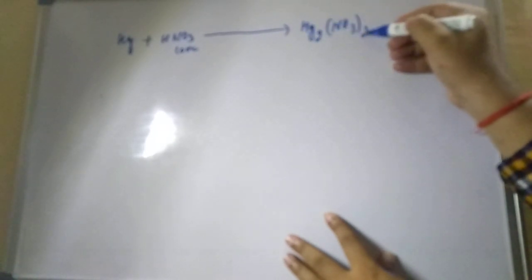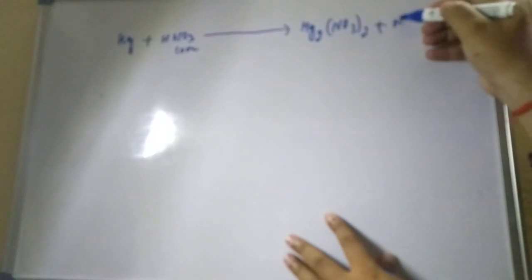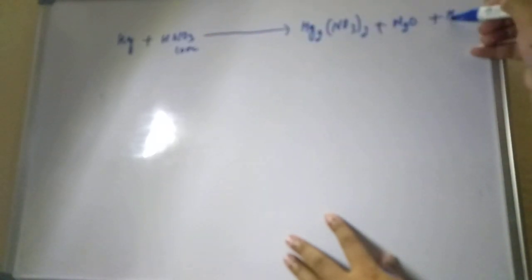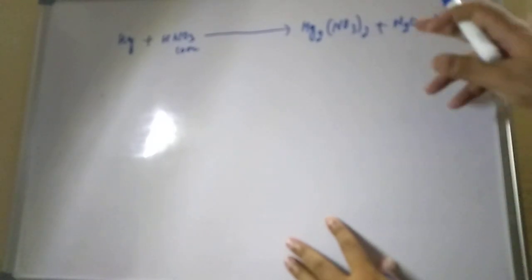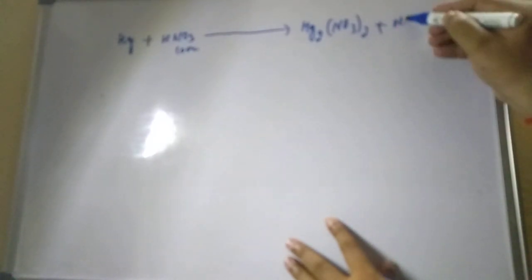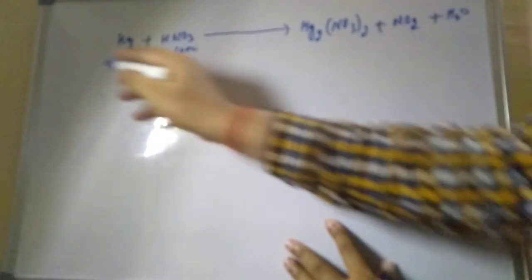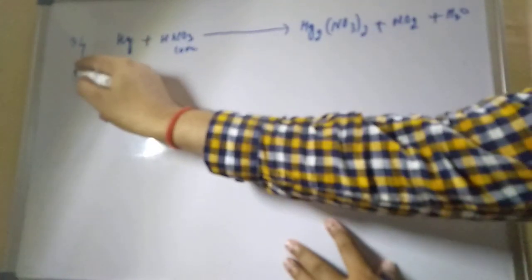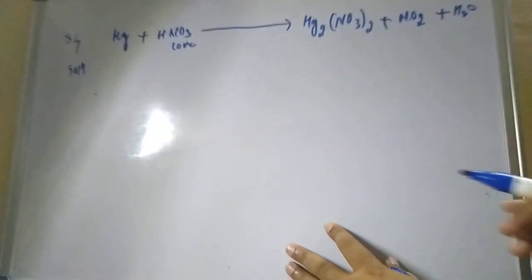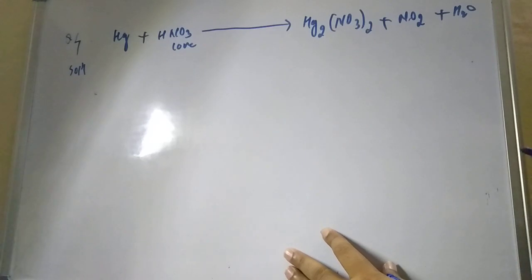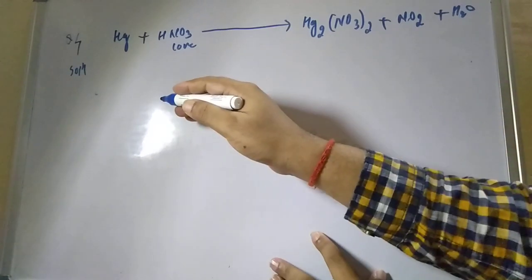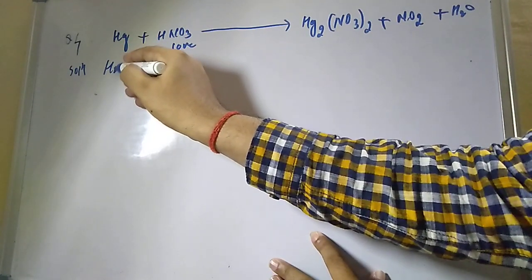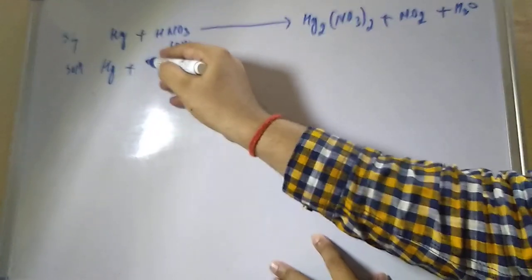Hg2(NO3)2 plus, concentrated means NO2 plus water, sorry, concentrated means nitrogen dioxide. Okay, now this is question number 4. Now we are going to do the solution, students. Let us see the solution. How can you do it? Now I am writing the equation again, then we will write the oxidation numbers.